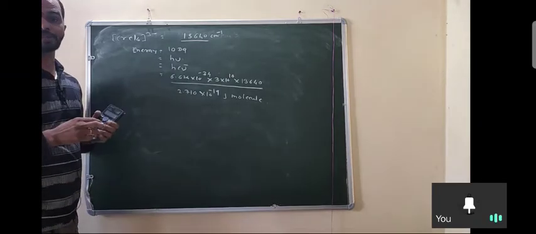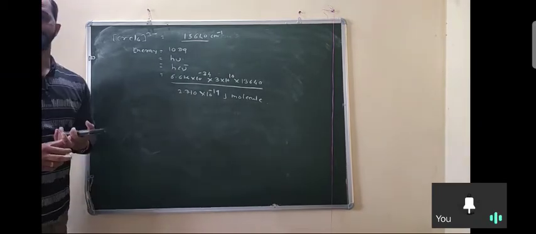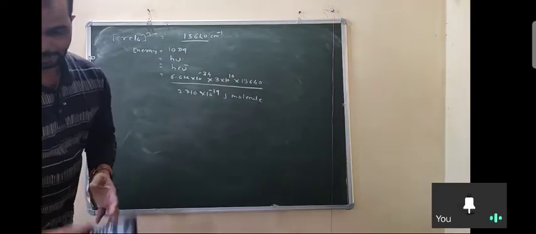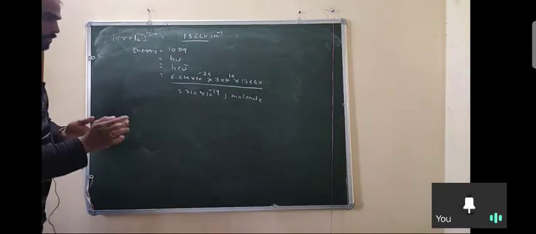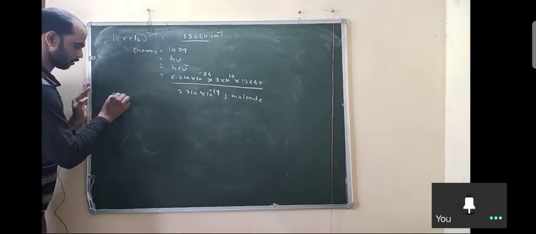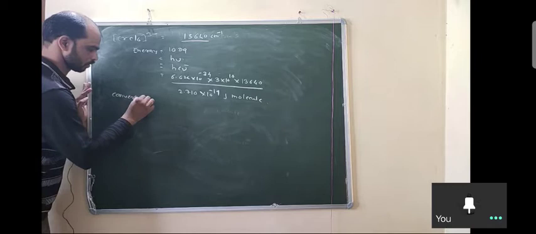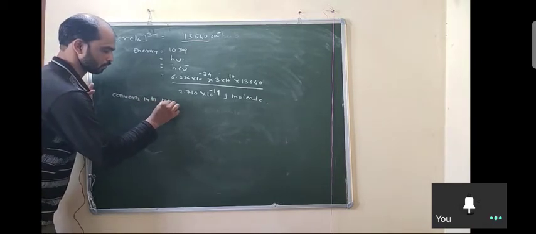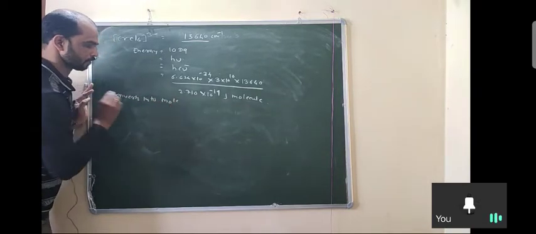It is 6.023 × 10^23. It is the Avogadro's number. So multiply, simply convert into mole by multiplying Avogadro's number.